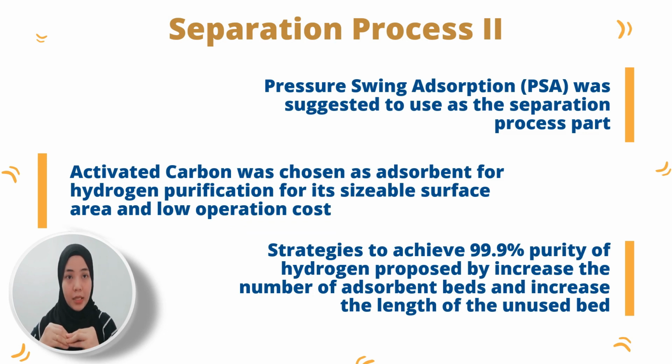Pressure swing adsorption, or simply PSA, was selected as the separation process type. Activated carbon was used as the adsorbent for hydrogen purification for its sizeable surface area and low operation cost. A strategy to achieve 99.9% purity of hydrogen was proposed: increase the number of adsorbent beds and increase the length of unused bed.